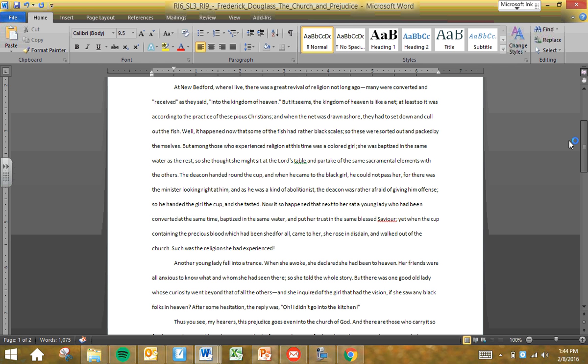Thus, you see, my hearers, this prejudice goes even into the Church of God. And there are those who carry it so far that it is disagreeable to them even to think of going to heaven if colored people are going there too. And whence comes it? The grand cause is slavery, but there are others less prominent. One of them is the way in which children in this part of the country are instructed to regard the blacks. "Yes," exclaimed an old gentleman, interrupting him.